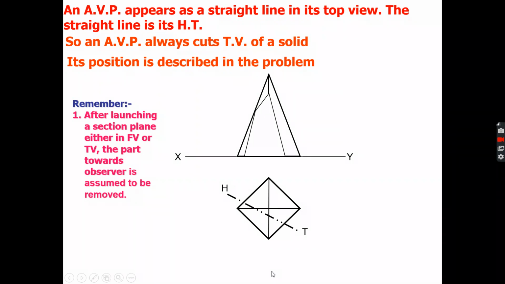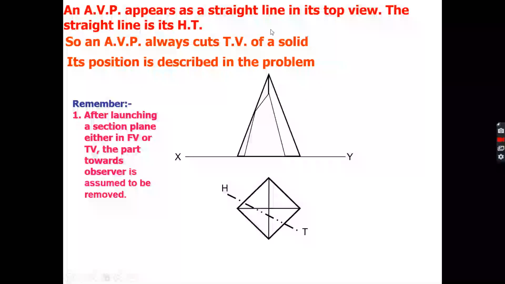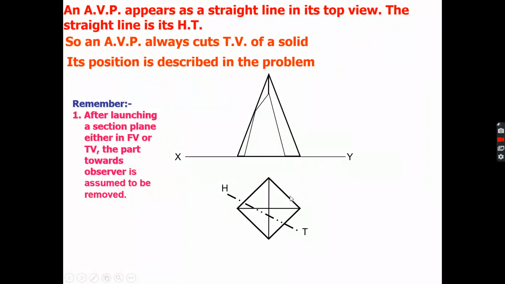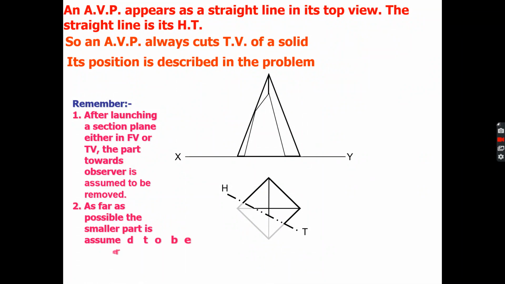you are standing here looking at the object from here, then it will be your front view. When you are looking at the object from top, it is your top view. What are the two portions? One portion is dead and second portion is dead. Okay, so when you are looking at the object from here, what portion is near to you? This portion. This portion you have to remove. Okay, and the second point you have to remember is, as far as possible, the smaller part is to be assumed to be removed. Okay, these two points you have to remember.